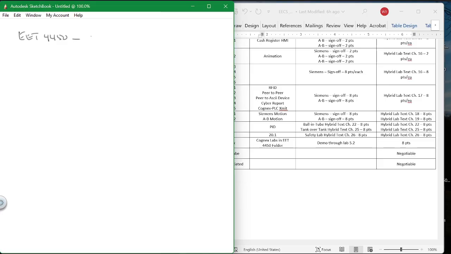In EET 4450, there are two labs, the ball and tube and the tank over tank. And there's a starter program for both of them. And all you have to do is add a faceplate, and you're done. I purposefully did not put faceplates with either of those because I wanted this class to be able to say, okay, I added something, I added a screen with a faceplate. And you say, what is a faceplate?